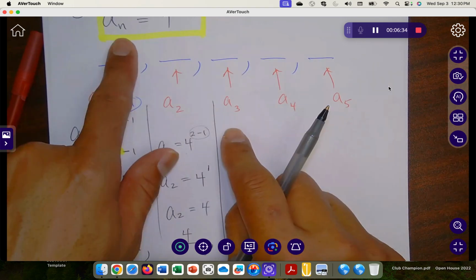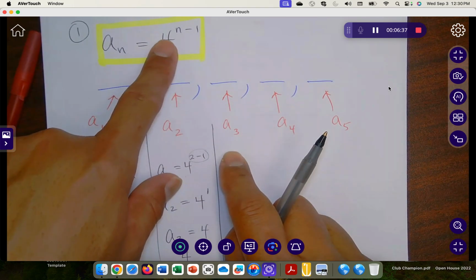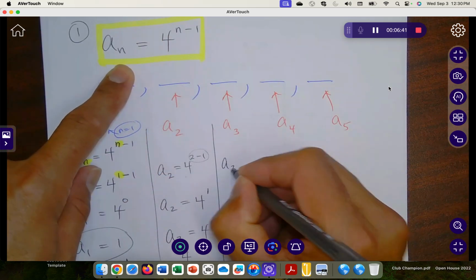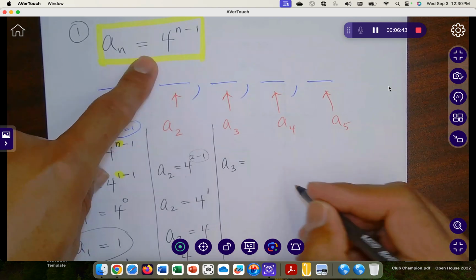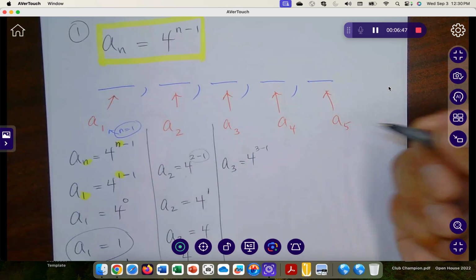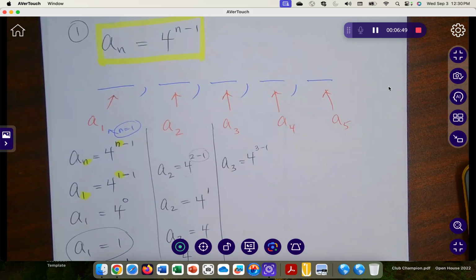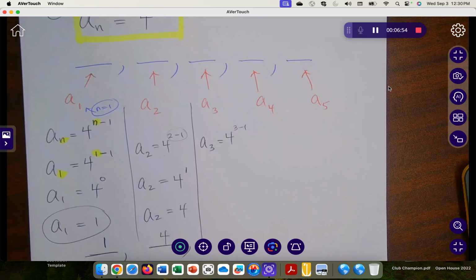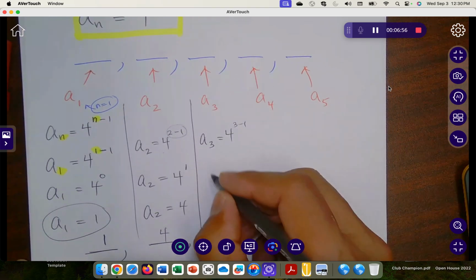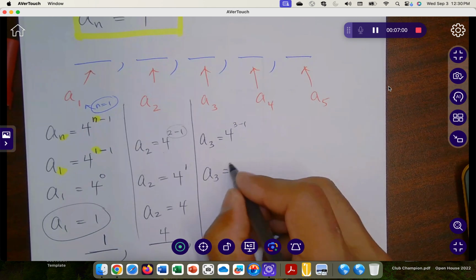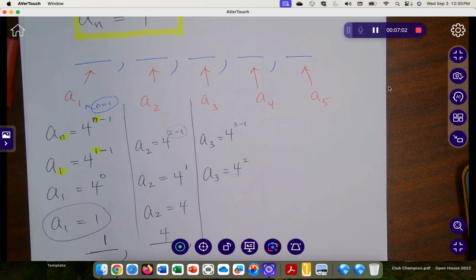Let's copy this formula, but everywhere there's an n, change it to a 3. So a to the 3 is equal to, right? 4 to the what? 3 take away 1. What's that going to be? 4 squared? You see how we're getting the hang of it?